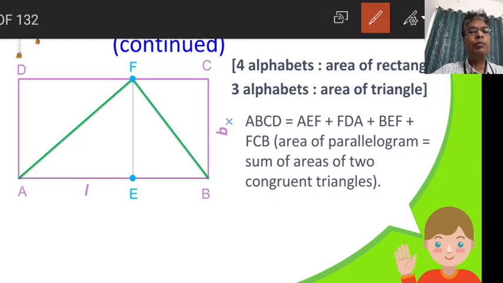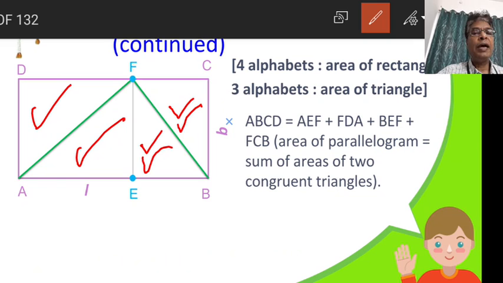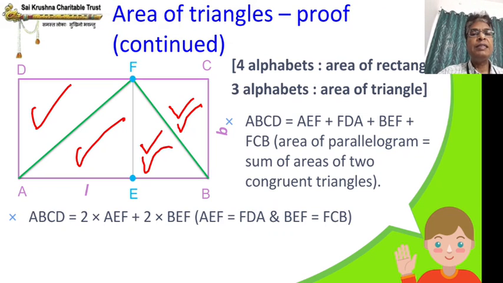Let's see again. I will put AEF plus FDA plus BEF. So now I am putting double. You remember, on the last page we put double here, and FCB double here. So if you add all the 4 triangles' areas, it becomes the area of the rectangle. Now ABCD, that is the whole rectangle, equals 2 into AEF, there are 2 double ticks, plus 2 into BEF. The reason is AEF equals FDA and BEF equals FCB.